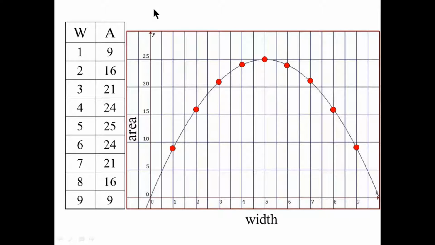Join them together, and we have a quadratic relation. It's a parabola that opens down. And we see our high point here, the highest area that the farmer can get with his fence, is an area of 25 square meters when the width is 5. That would be this point right here, the point 5, 25. And that point's called the vertex of the parabola.